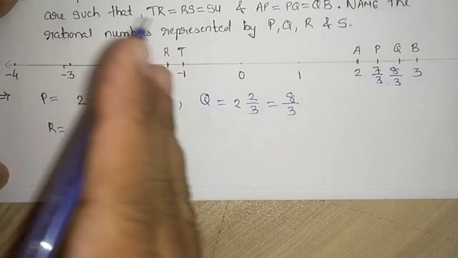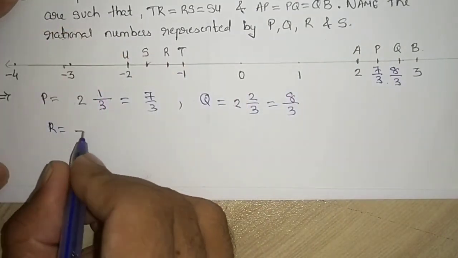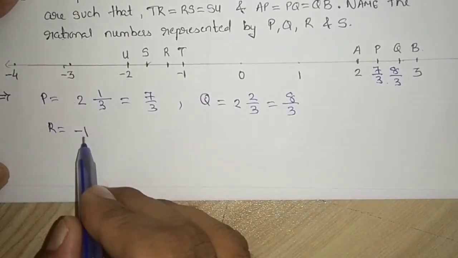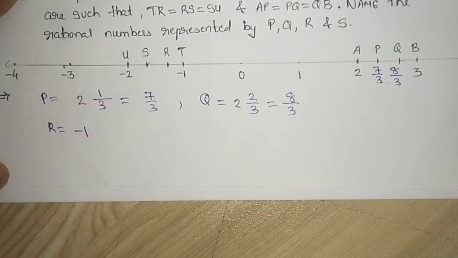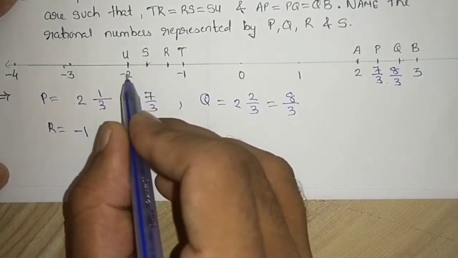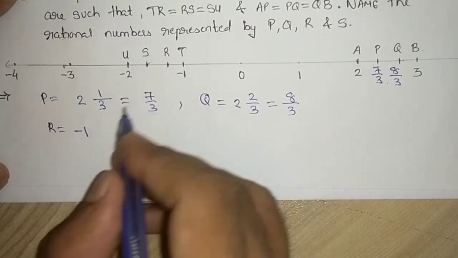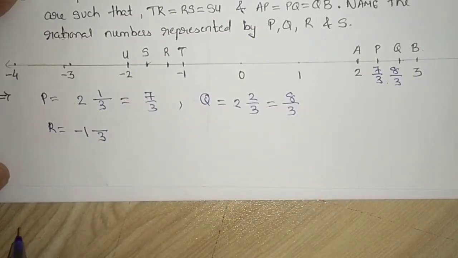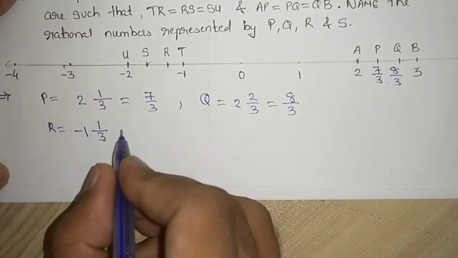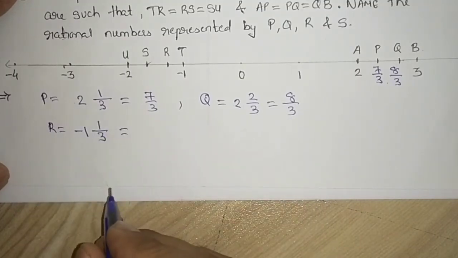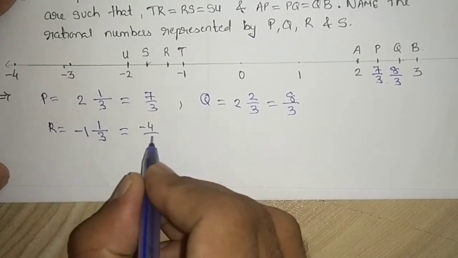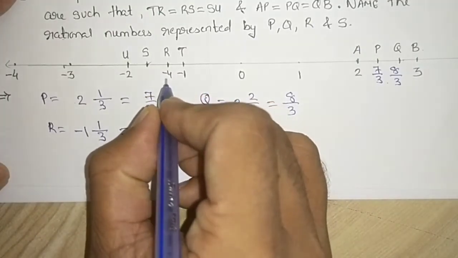R lies on the negative side. So definitely my first integer, that is the whole integer, will be minus 1. The integer will be minus 1. Now R, this minus 1 till minus 2 is divided into 3 equal parts. So definitely the denominator will be 3. R is on the first position, so it will be 1 by 3. Calculating in the rational form, 3 1s are 3 plus 1, 4, minus 4 by 3. So here it is minus 4 by 3.